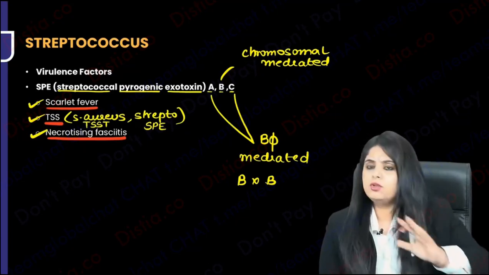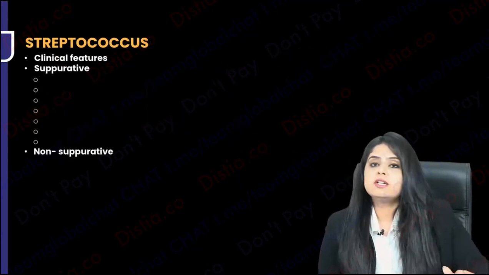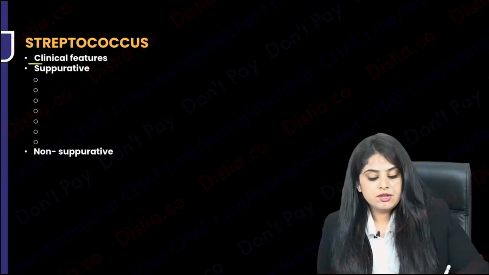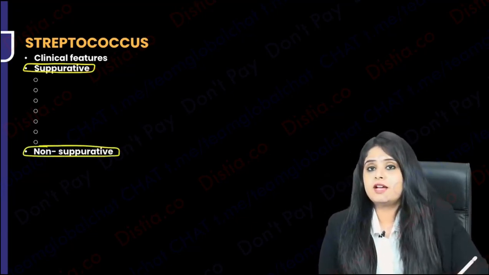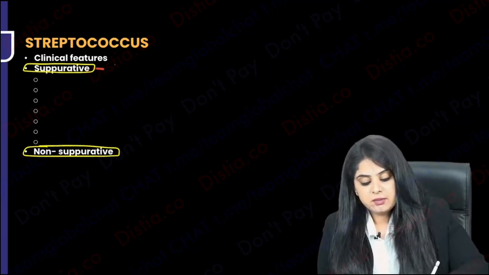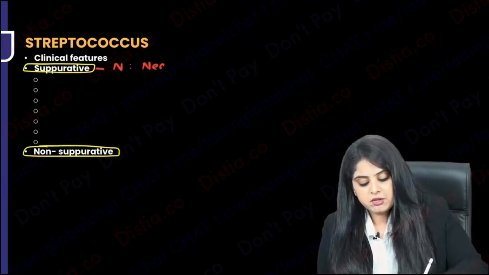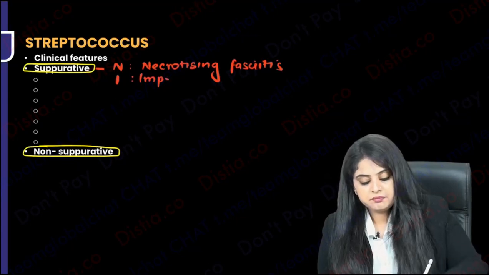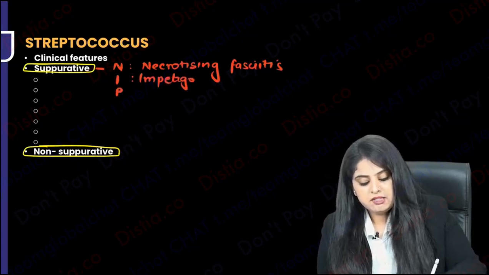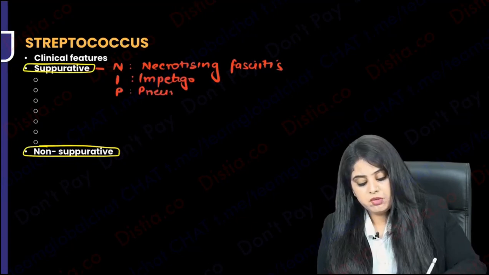So now when I'm telling you your virulence factors are done, why don't I tell you all the clinical features also? There are some suppurative clinical features and non-suppurative clinical features. For the suppurative clinical features, we have a mnemonic called nipples. So nipples matlab N is going to be for necrotizing fasciitis. I is going to be impetigo. P is going to be, of course, for pneumonia.